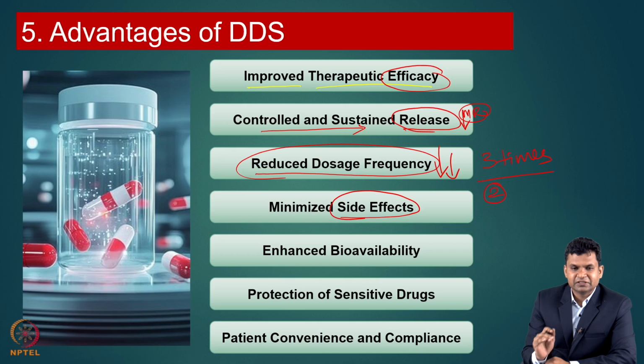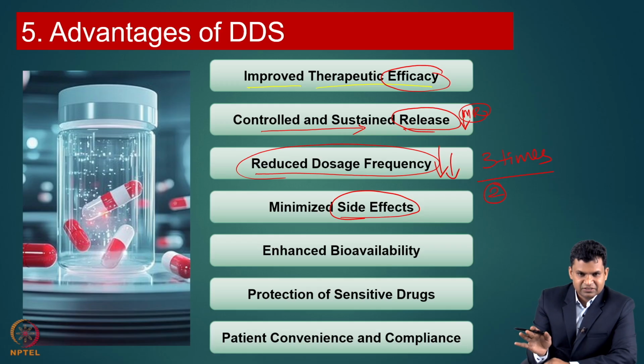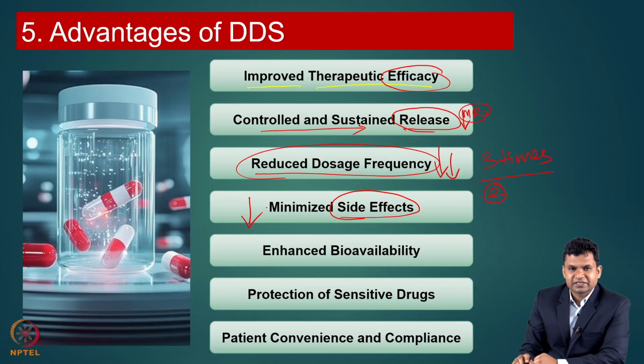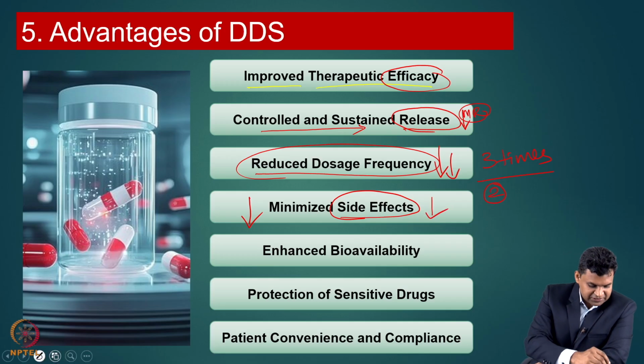Some of the drugs have major side effects, some of them have minor side effects, but all drugs are toxic in nature by definition. So, with that we can also reduce the side effects by using drug delivery systems. So, these are all interlinked, each point is interlinked with another point. So, with this we can reduce the side effects.